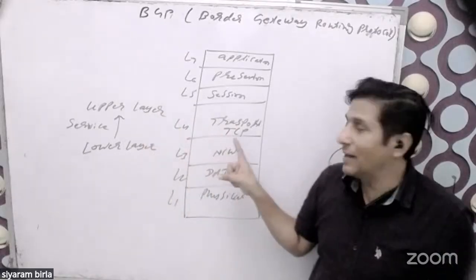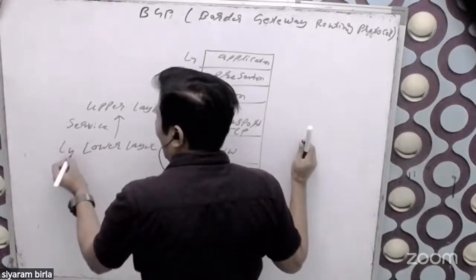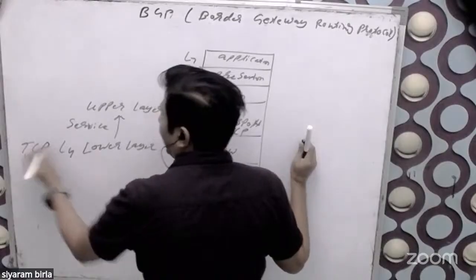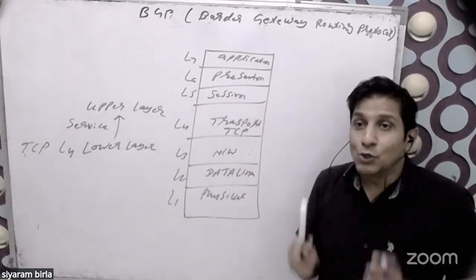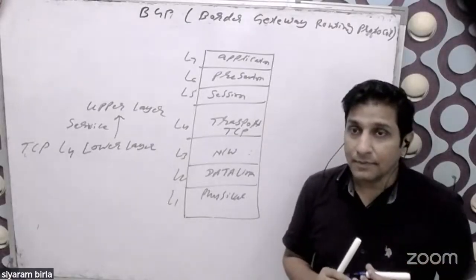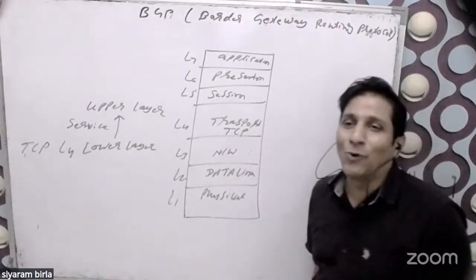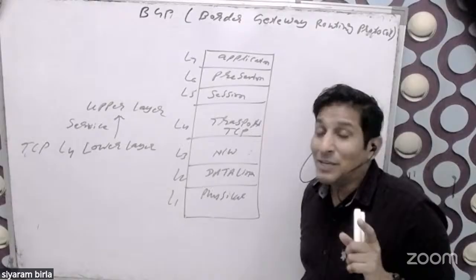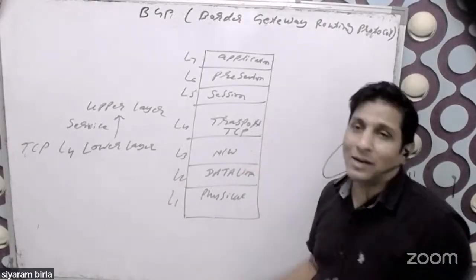Similarly, this is layer 4, and TCP works at layer 4. If I put TCP in the network layer, my OSI concept will fail, because the upper layer cannot provide services to the lower layer. So I cannot put BGP in the network layer.